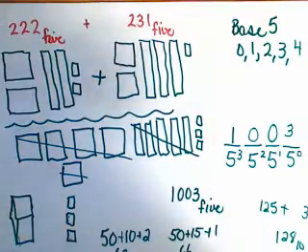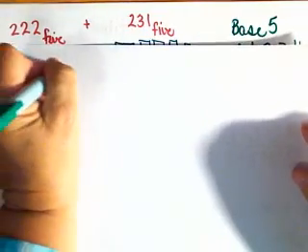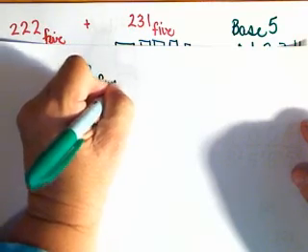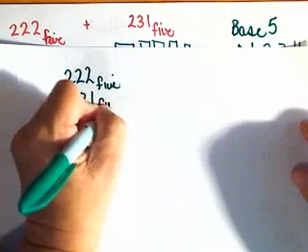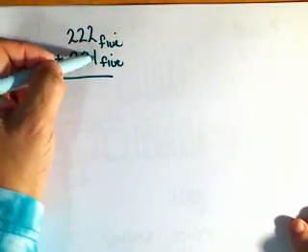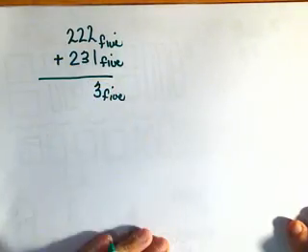Okay, now let's take a look at doing this the long way. Okay, and by doing it using the algorithm vertically, I would have 222 base 5 plus 231 base 5. And let's see if I get the same thing. Alright, so I can take and add 2 plus 1 and get 3. And this is obviously going to be base 5, so I'll bring that down.